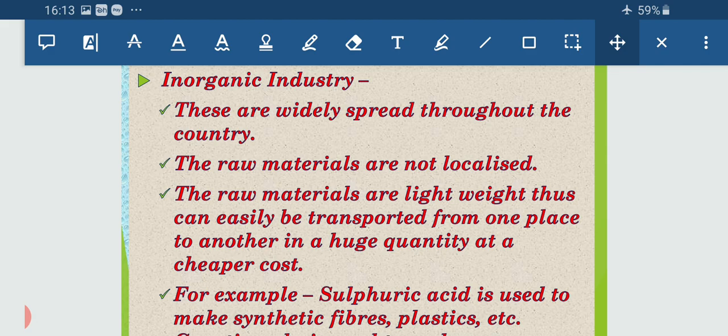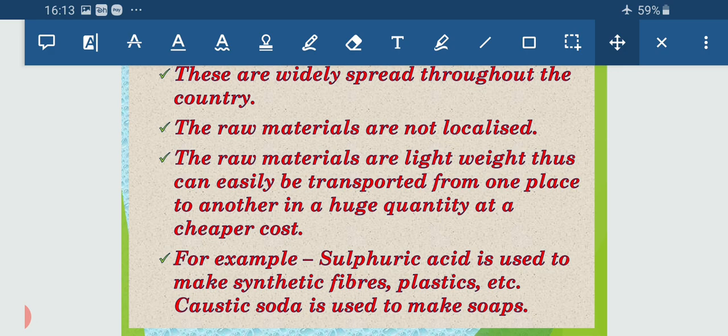Now, the raw materials are lightweight, and thus can be easily transported from one place to another in huge quantity at a cheaper cost. So inorganic raw materials are obviously lighter in weight. Where it is produced, it can be circulated throughout the country, and the inorganic chemical industry can be established anywhere if there is support of capital and technology.